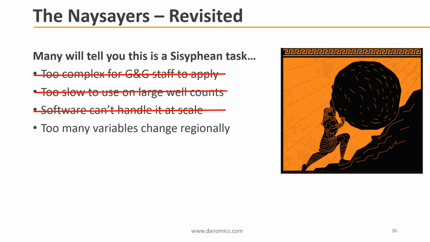So now, with hopefully what I've shown you there, we can say that it is quite possible to handle that regional variability. So now we've addressed the issues due to complexity. We've addressed the issues due to speed and scalability, and actually being able to get the necessary parameters into our petrophysical assessment. So hopefully I've convinced you that doing this type of analysis is possible if you have the right software solution.